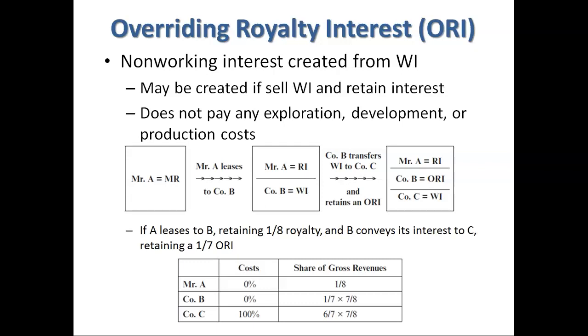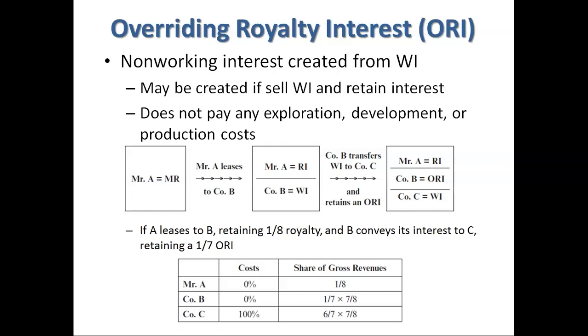After that transaction, Mr. A has a royalty interest and Company B has a working interest. Then if Company B decides to transfer the working interest to Company C, Mr. A still has his royalty interest. Company B now has an overriding royalty interest, no longer shares in the cost, so he no longer has a working interest, and Company C would have the working interest.